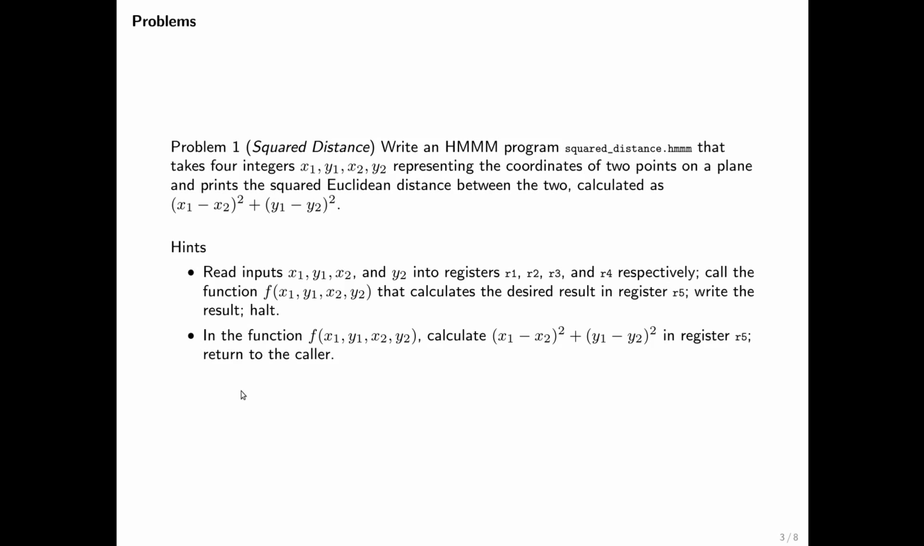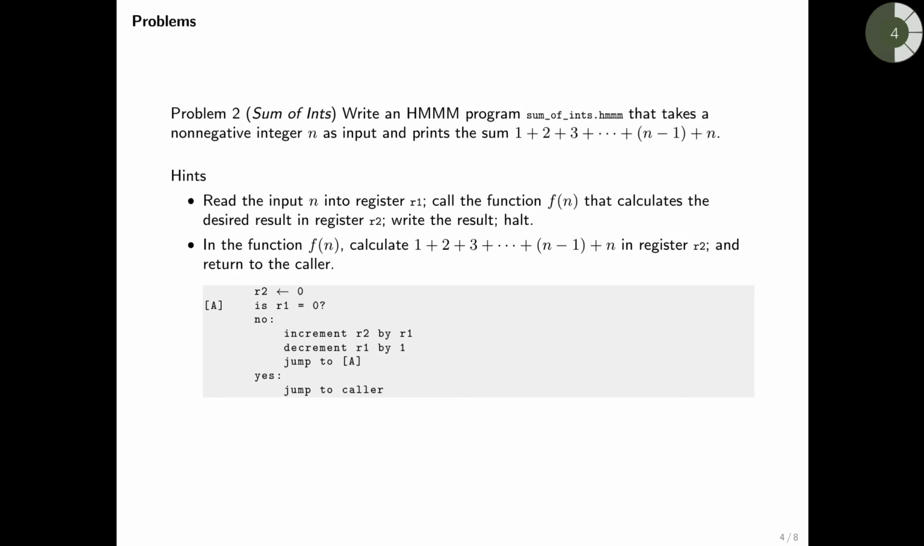What about the function part? Well, in the function, implement this formula for the squared Euclidean distance. So simply calculate the distance using this formula, place the result in R5, and jump back to the caller. So that's how you need to implement this program. It's fairly straightforward. Let's move on to the next problem.